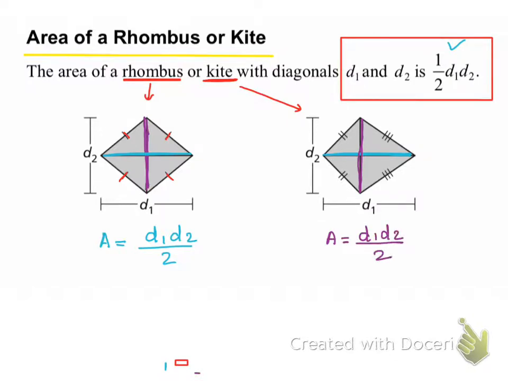And you can see this is a kite also, because this is congruent to this and this is congruent to this. Two pairs of adjacent sides are congruent.